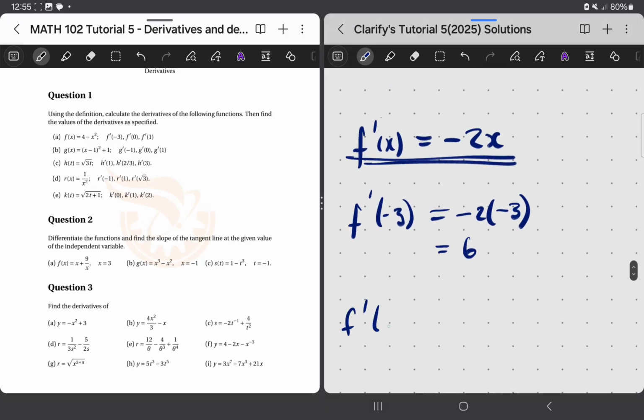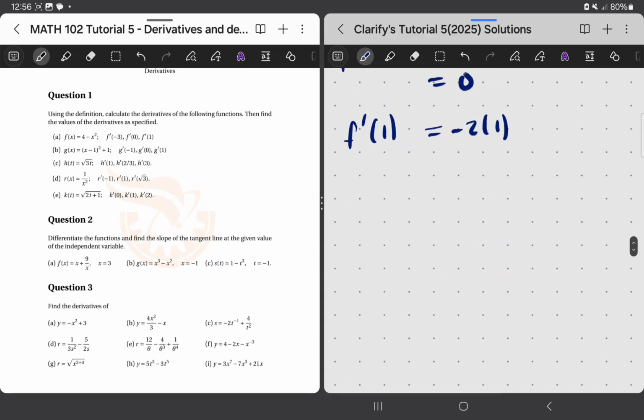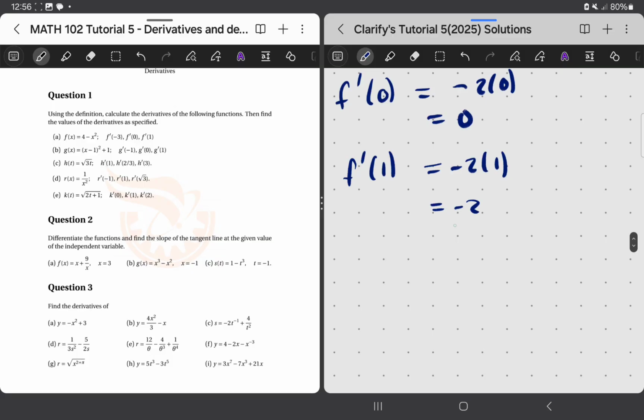Then we can now say f dash of 0. This is just negative 2 by 0, which is just 0. Then we can now say f dash of 1 is going to be negative 2 by 1, because where there is x, we are putting 1. And this now just becomes negative 2. And we would be done. And these are the solutions.